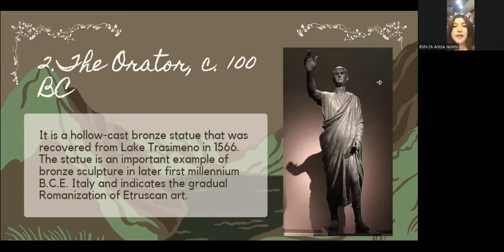Okay, so for second art, the orator, dated 100 BC. The orator is a hollow cast bronze statue that was recovered from Lake Trasimeno in 1566. The statue is an important example of bronze sculpture in later first millennium BCE Italy, and indicates the gradual romanization of Etruscan art.